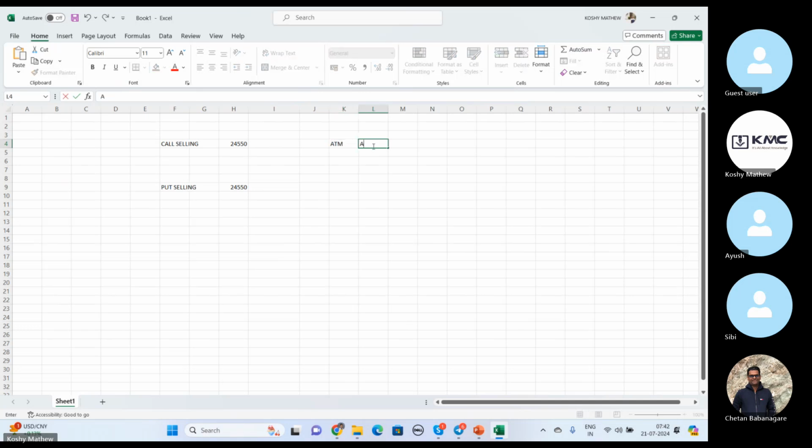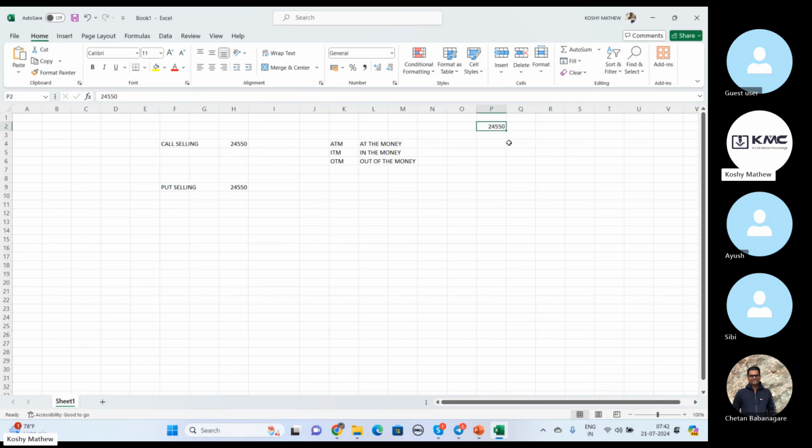There's something called at the money. Okay. What is at the money? For example, Nifty is at 24,550. Right now it is 24,550. The strike price of Nifty as of today is 24,550. That is nothing but at the money. 24,550 is at the money. In the money means, for a call option, this is for call, and this is for put.